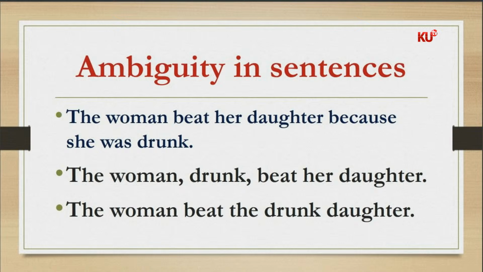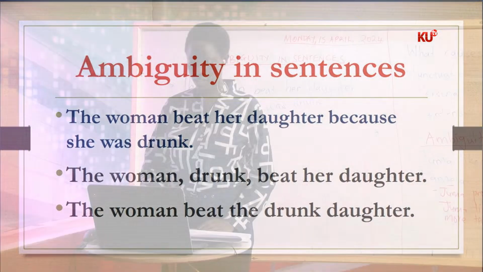So the first meaning, it is the woman who is drunk. If you read the sentence, the woman beat her daughter because she was drunk, she refers back to the woman. And then the second meaning: it's the daughter now who is drunk, and that probably irritated the mother, and so the woman beat the daughter. So those are the two possible meanings of that statement.